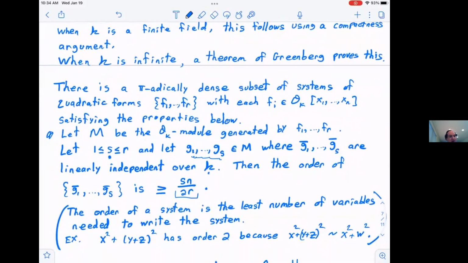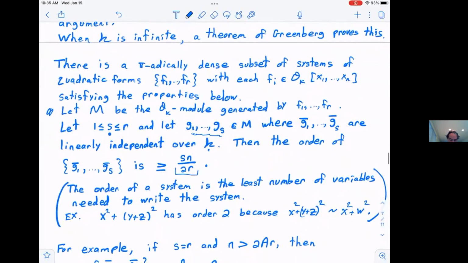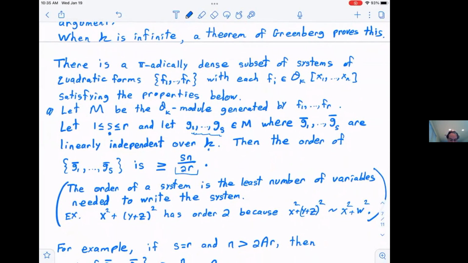The order, and just as a quick informal definition of order, the order of a system is the least number of variables needed to write the system. So again, a very simple example is this quadratic form in 3 variables really has order 2, because by a change of variable, this is really a sum of 2 squares. Okay, so the order of a system is the least number of variables you need after some appropriate invertible linear change of variables.